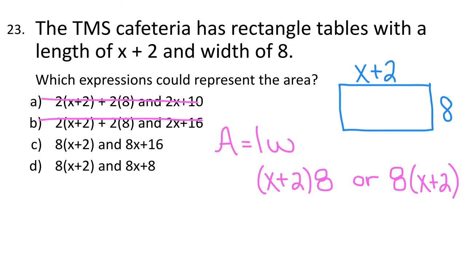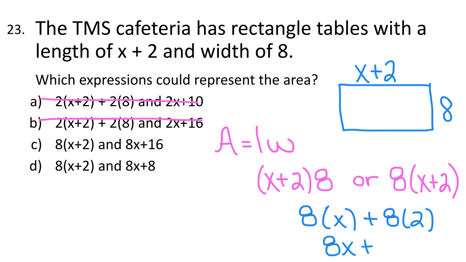Now we need to look to the second answer, and we need to use the distributive property to determine which one's next. The distributive property tells me I'm going to take the 8 and multiply it to both terms on the inside. So 8 times x and 8 times 2. 8 times x is 8x, and 8 times 2 is 16. So 8x plus 16 also represents the area. This leaves me choosing option C as my final answer.